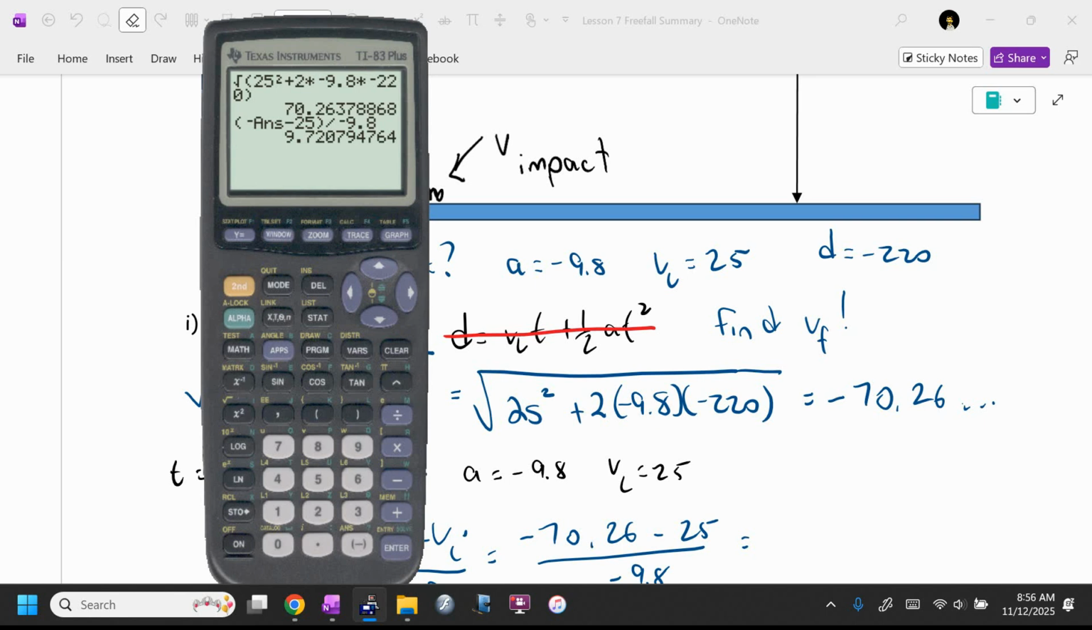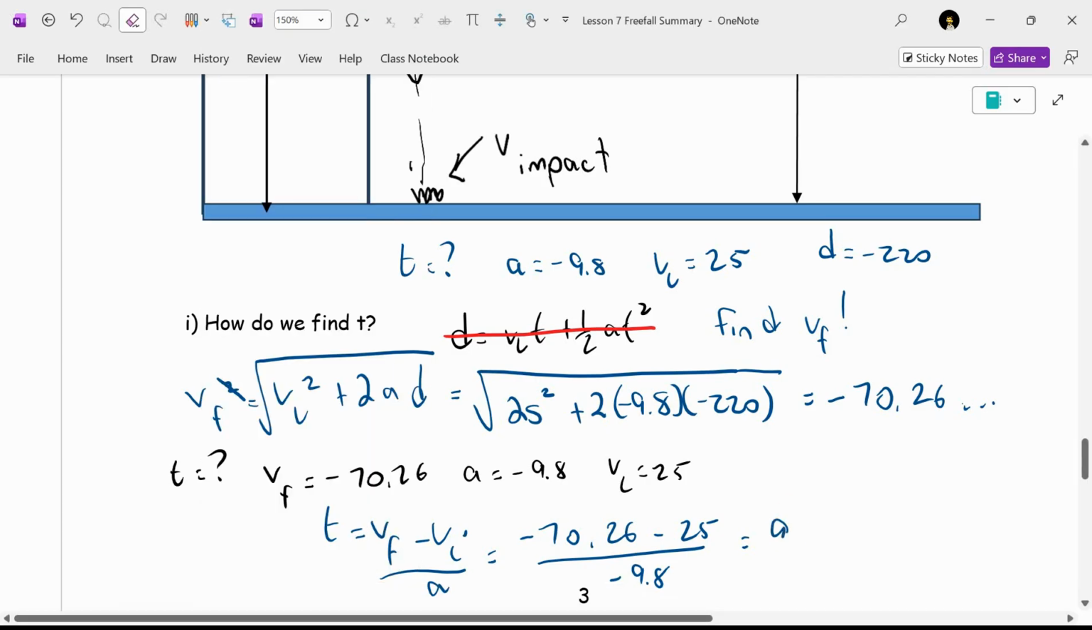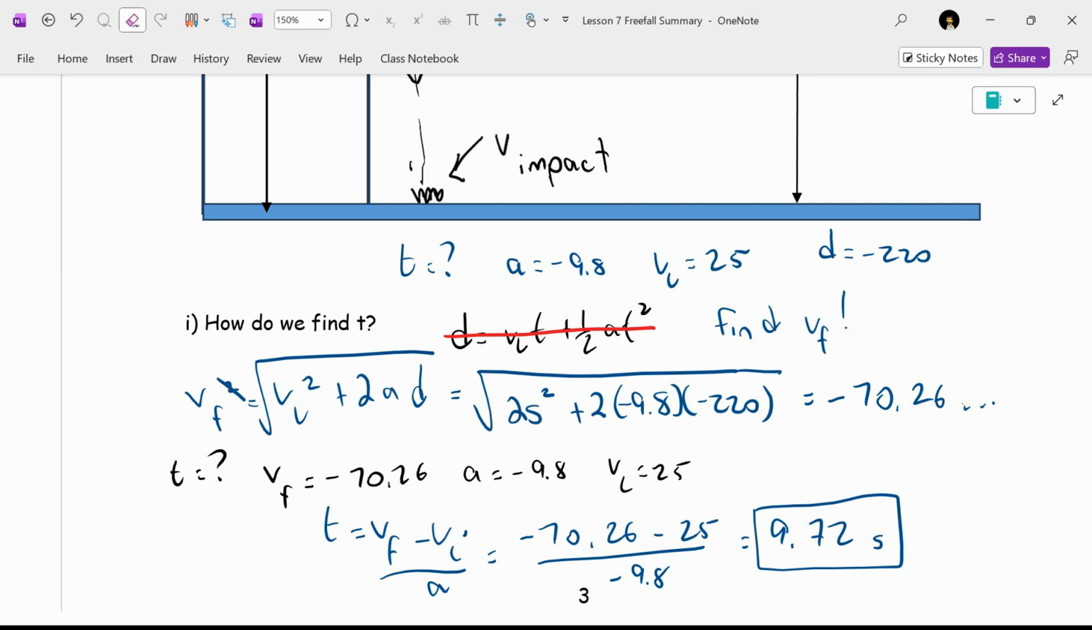Now, if you didn't get that, don't clear your calculator. The only problem now, if you used your answer button, you got to kind of start over because now your answer button holds a different answer. You can't just backspace, fix your error, and hit equals. You've got to get that negative 70.26 back onto your calculator. Then I would probably just type negative 70.26. But 9.72 seconds. That's one of the situations where you have to use an answer to find an answer. And I am going to put this question on your test.